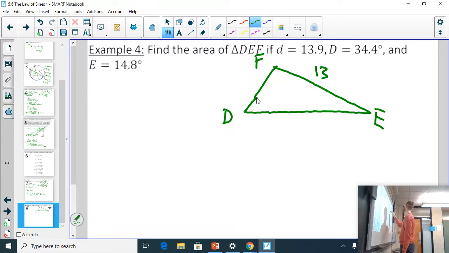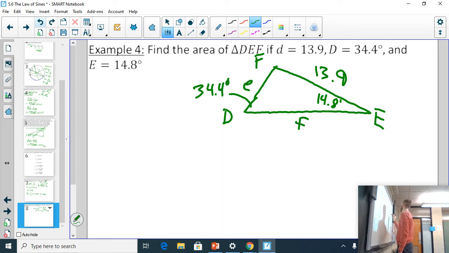Across from D is going to be 13.9, and we have 14.8 degrees there and 34.4 degrees. And again, I might actually write this outside. We have 34.4 degrees there. And then I'm just going to call these E and F. And again, I'm going to draw an altitude there because we're going to need to know the height.